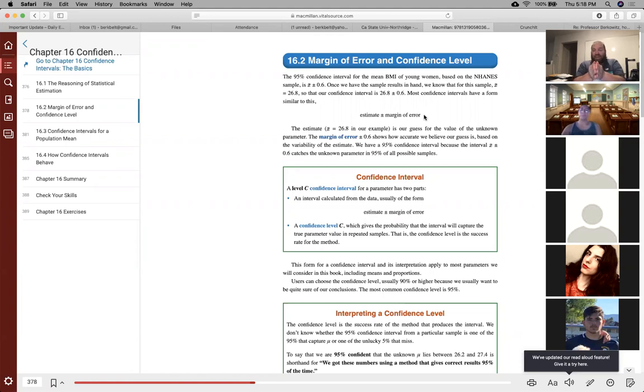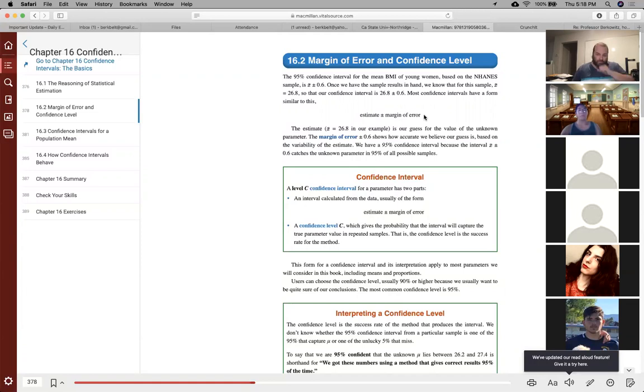I know it's not exactly 26.8, but I'm going to create an interval around it. And I want to be fairly certain it's in there. I can be 90% confident I caught it, or 95% confident I caught it, 99% confident I caught it.